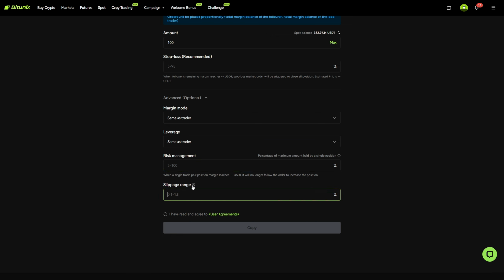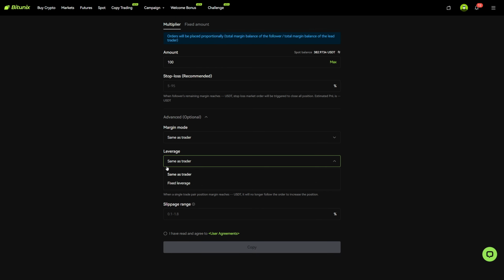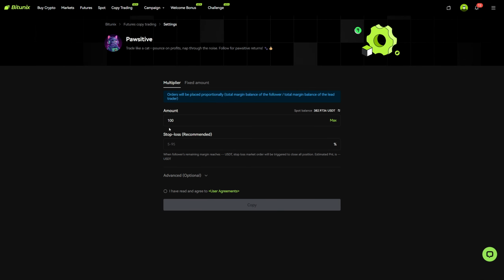And also we have a slippage right here, which I don't really think is important. The liquidity on Bitunix is very good, so I also leave this open. So I don't use any of these settings. But as I said, maybe you have some specific risk management tools or strategies. You can change that here. I think leverage is really the only interesting thing to change here.